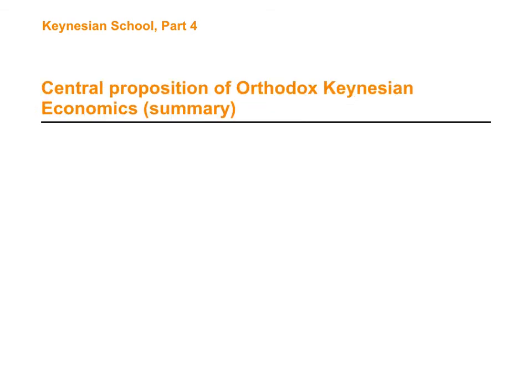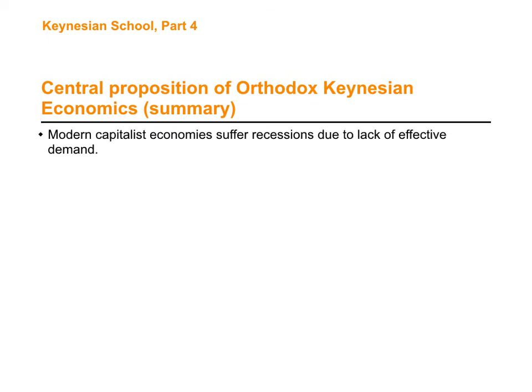Okay, now let's move to the last part of this video, which is a summary of the central propositions of Orthodox Keynesian economics or macroeconomics. So the first element is that modern capitalist economies suffer recessions due to lack of effective demand, right? So it's not about supply shocks, it's not about productivity or entrepreneurship, it's mainly about lack of demand.